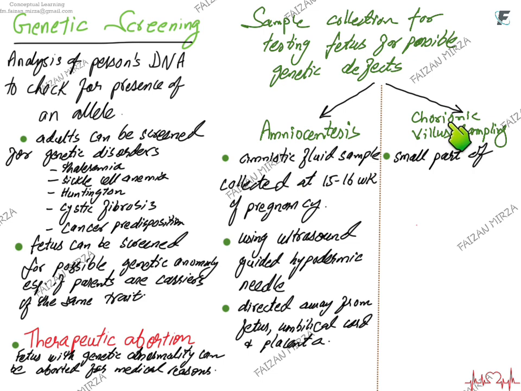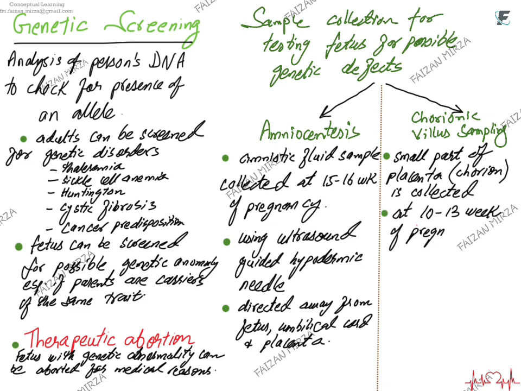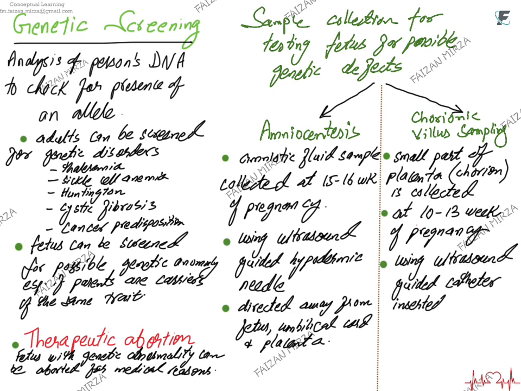The other technique is chorionic villus sampling. In this technique, a small part of the placenta, which is called the chorion, is removed and slightly scraped. This is done at 10 to 13 weeks of pregnancy, using an ultrasound guided catheter which is inserted through the vagina of the female, and the sample is drawn from the chorion of the placenta. These are the two techniques which are deployed.